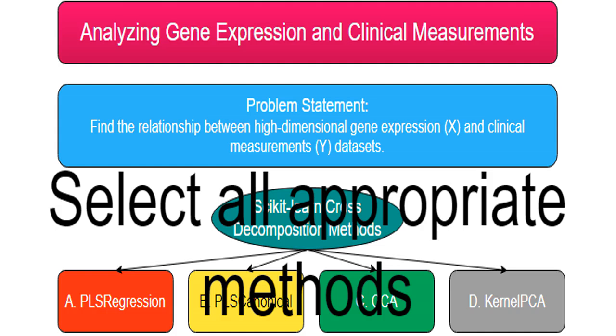I need to choose the methods that can effectively analyze the relationship and reduce dimensions for paired datasets X and Y. This means I am selecting those that work best to maximize covariance or correlation between my two datasets.